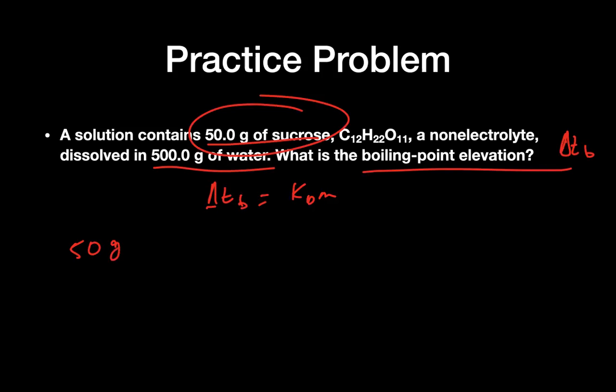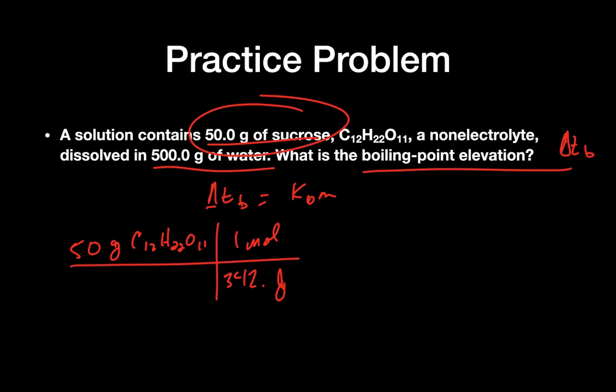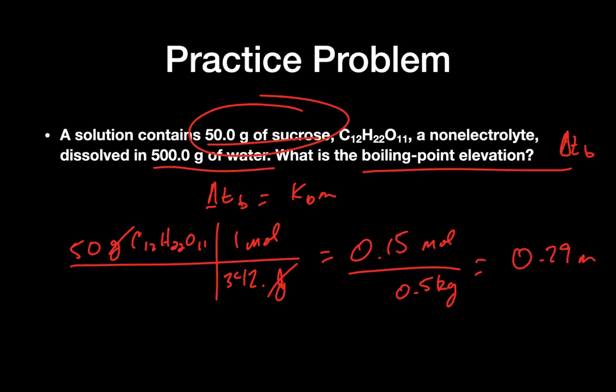So we go 50 grams of C12H22O11. Now sucrose, I think it was 342 if I remember correctly from a previous slide, and I'll just round that off. Get my calculator out. 50 divided by 342. That can't be right, I didn't put that in right. 342. 0.15, let's say, moles, and we're going to put that over 0.5 kg, and we get 0.29 molal.